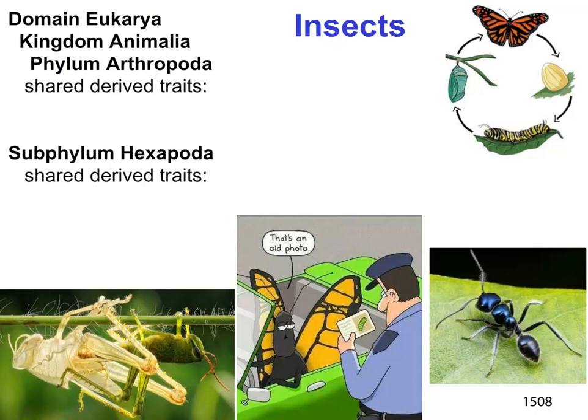Now the hexapods, which includes the insects, they have a body with 3 segments. Think of an ant. Okay, it's shown really nicely. They have a head and a thorax with 6 legs and an abdomen. Other shared characteristics include metamorphosis.